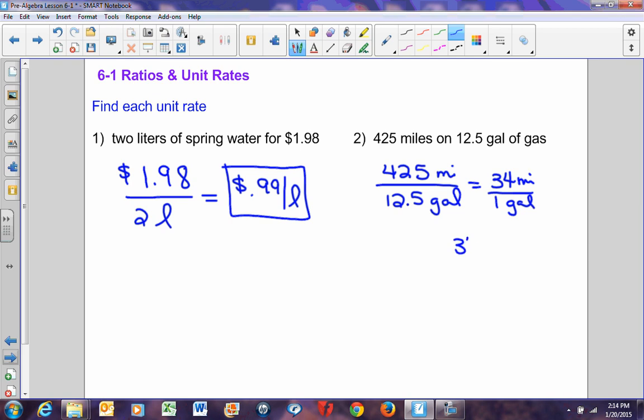Or you could write 34 miles per gallon as mpg. Either way is fine. I do not have a preference as to which way you write it, but it's down to the unit rate. Unit rates aren't hard, especially when you use a calculator, because you just need to know how to do the computation. The calculator, as long as you plug it in carefully, does the computation for you.